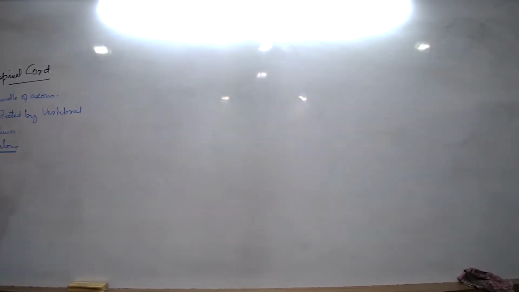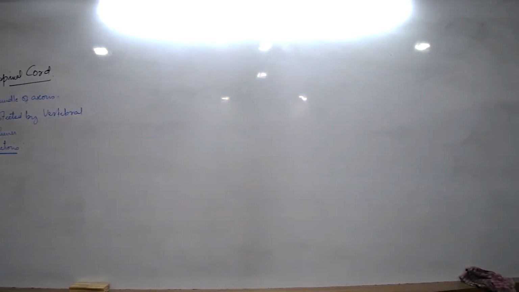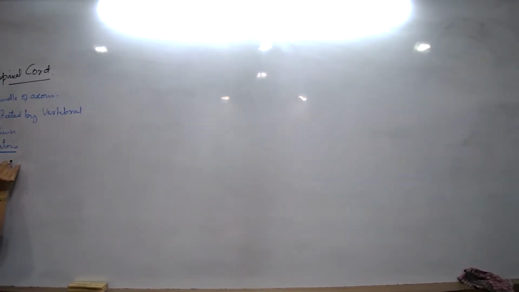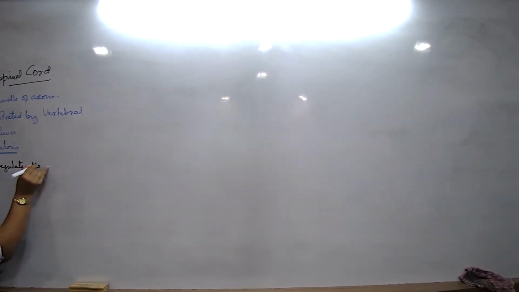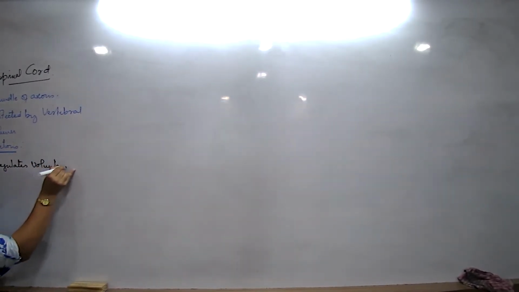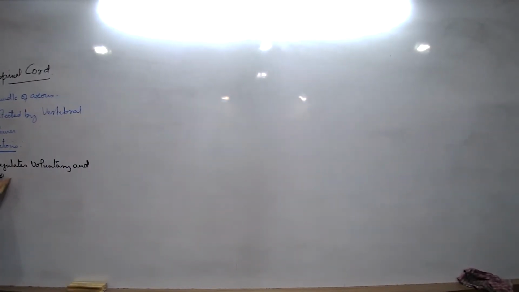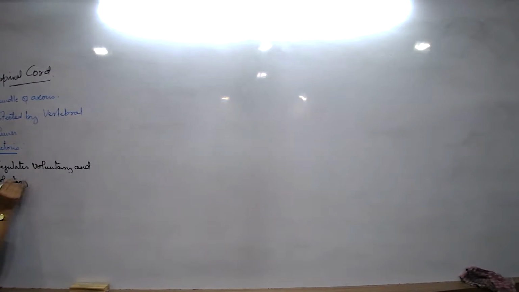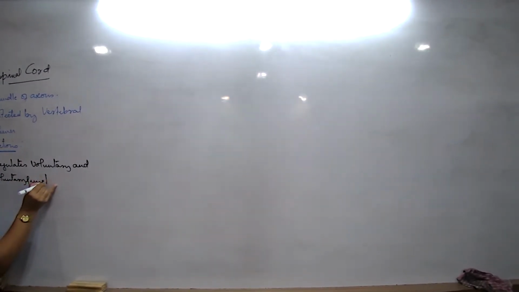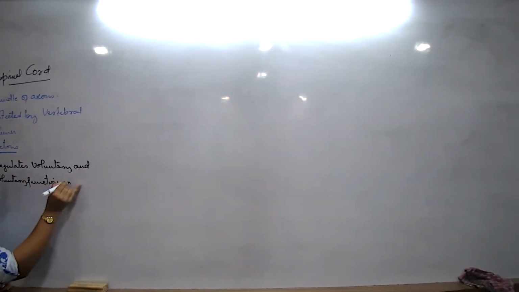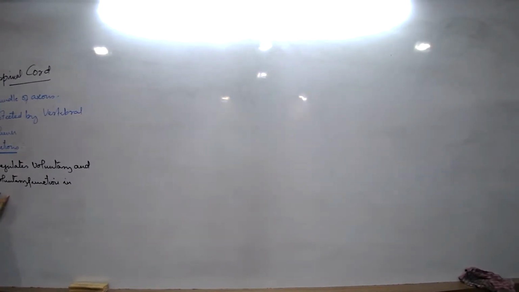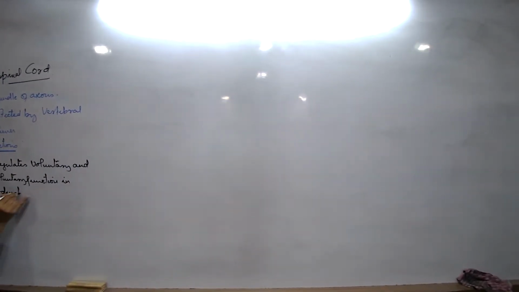Now, when we are talking about the functions of the spinal cord, what are we going to write? What is the function of the spinal cord? The spinal cord regulates or controls a variety of voluntary and involuntary functions, a large number of voluntary and involuntary functions, in coordination with the brain.